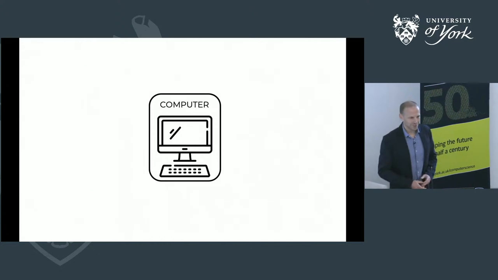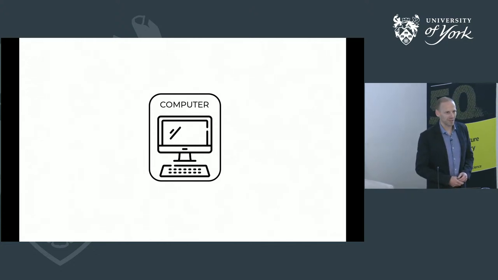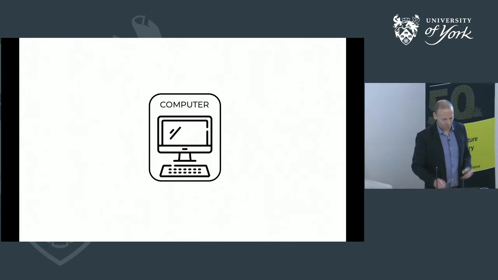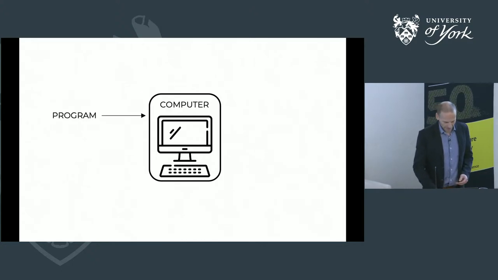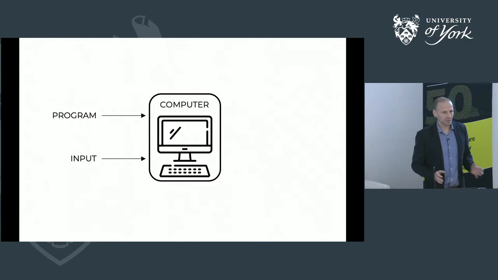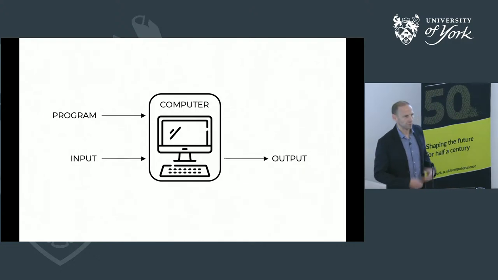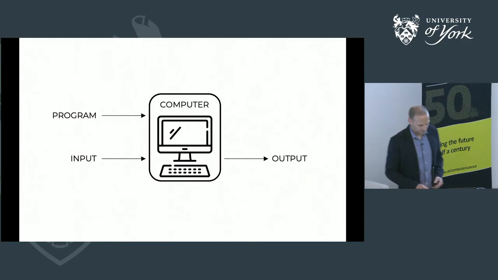So, this seems pretty obvious, but let's just make it really clear. You take a computer and you write a program. You then give the computer some input. So if it's a game, you're pressing keys to control the characters, that's your input. And the computer provides some output. Maybe it draws something to the screen.